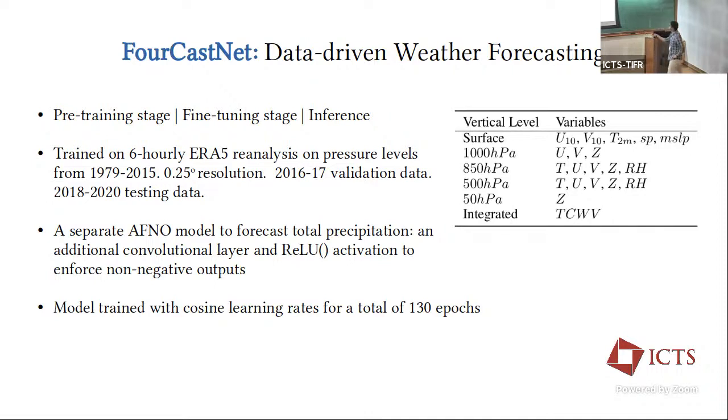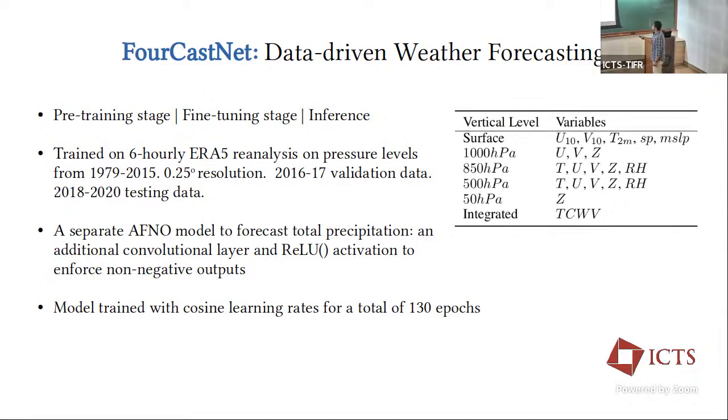So these 20 variables were used all the way from 1979 to 2015 as training data. The next 2 years, 2016 to 2017, were used as validation data. And then the next 3 years, I assume that's all they had, were used for testing the model on out-of-sample data.